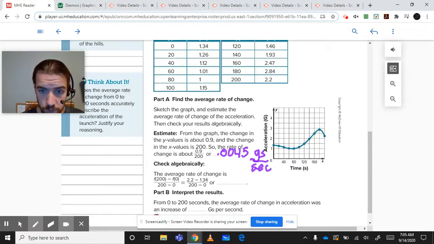Whatever that is, 0.4% of a G per second. A G is the amount of force due to gravity. So the amount of Gs is increasing that much per second.